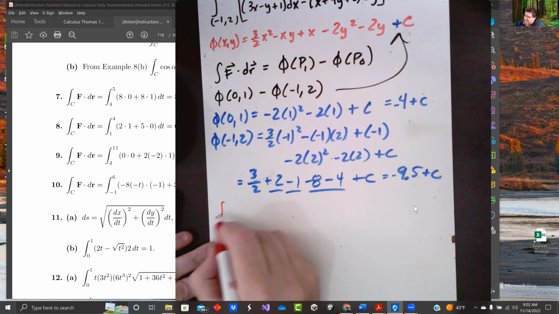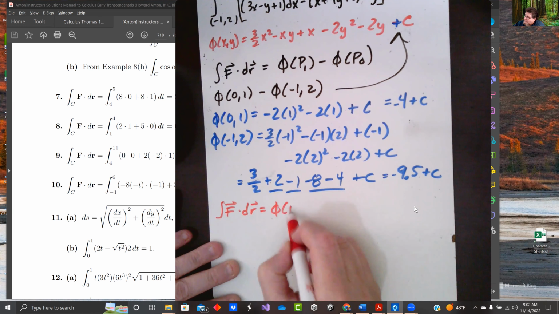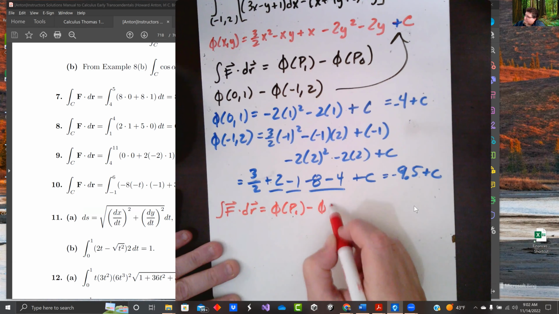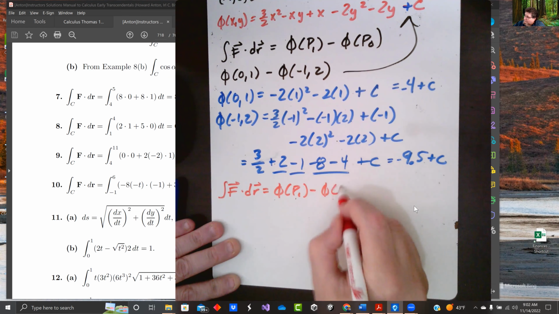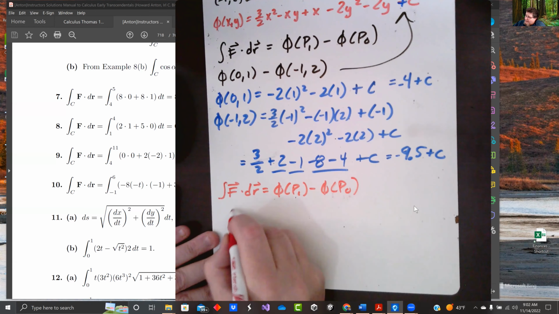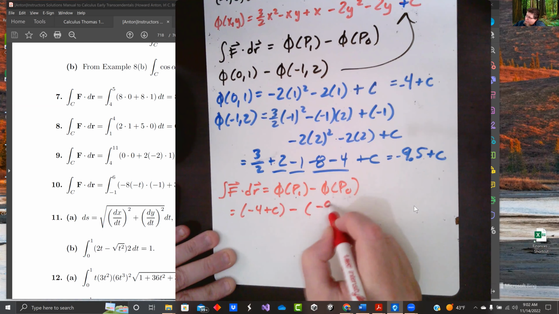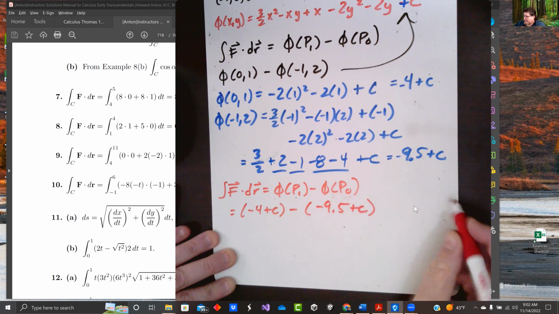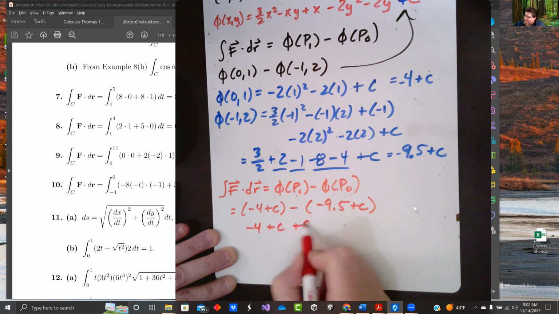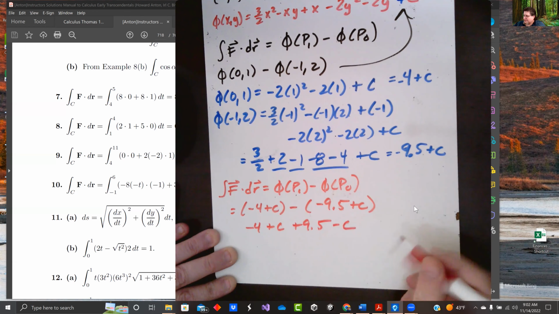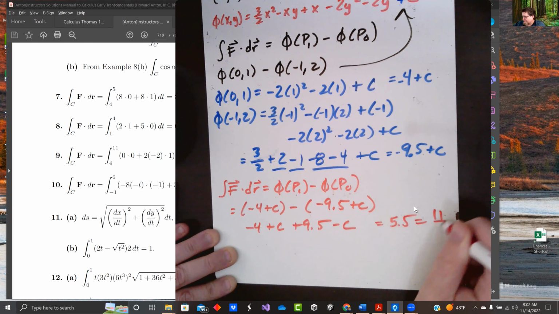I'm assuming I didn't mess it up. I'm trying to go a little bit quick because we're out of time. I've got negative 4 plus C minus negative 9.5 plus C, which is negative 4 plus C plus 9.5 minus C. Notice the C's cancel out and we're just left with 5.5, which is 11/2.